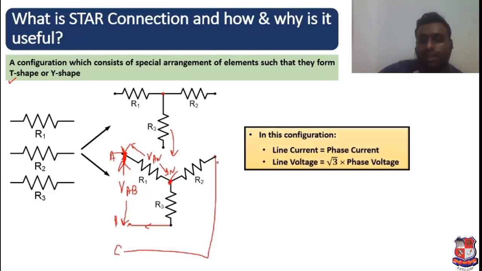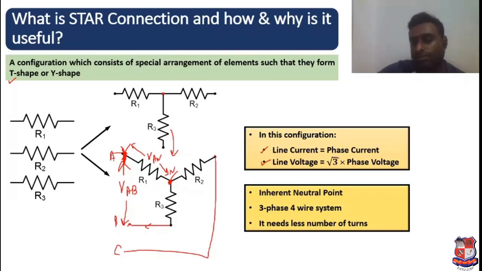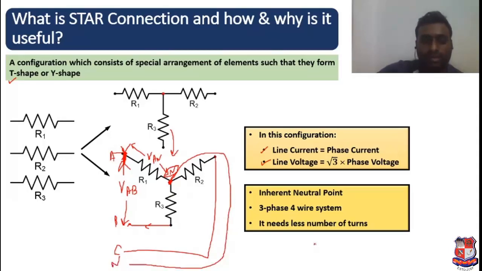So the main feature is that line current is equal to phase current, but line voltage is root 3 times phase voltage. These are the two important points one should know when going for a star connection. Apart from that, an inherent neutral point is available, which is helpful in applications. This gives us a three-phase four-wire system. What are the four wires? The three phases A, B and C, and the neutral wire is also taken out. So we get a three-phase four-wire system, and it needs fewer turns.